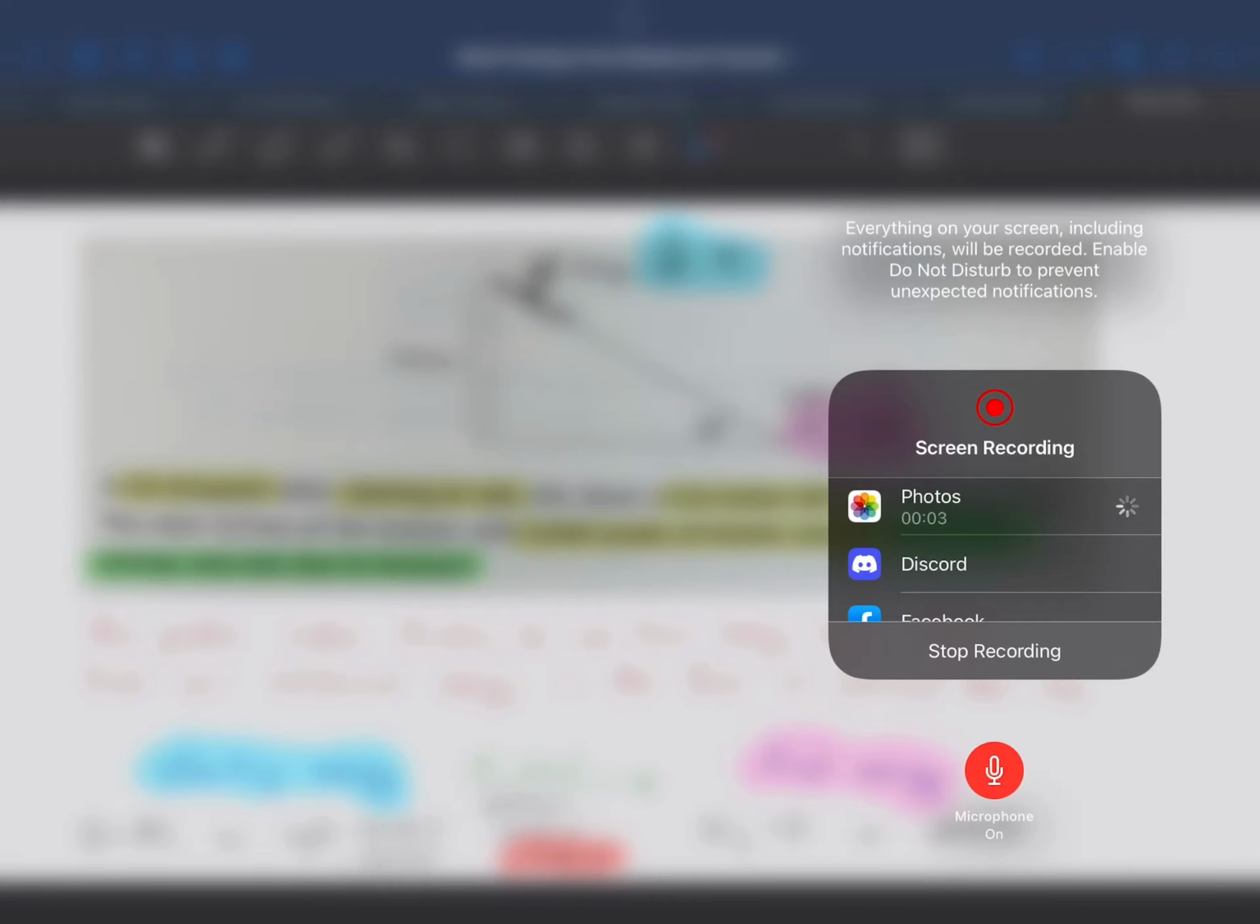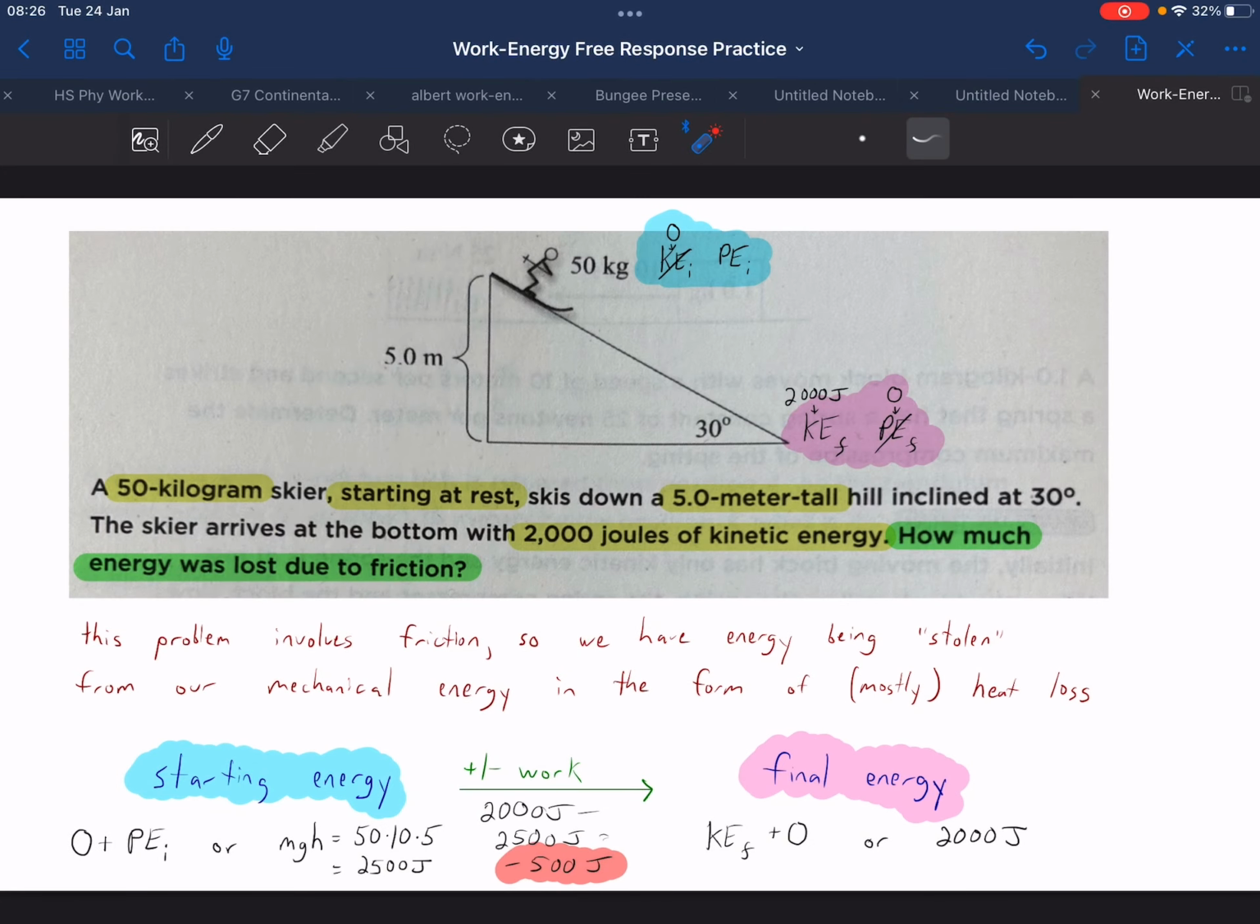Okay, pro tip. When you do a screen record on your iPad, make sure your microphone is on first before you make a 10-minute video. Okay, I'm going to be going over the last free response question, and I will be talking a little bit faster, but you can rewind if you need to.